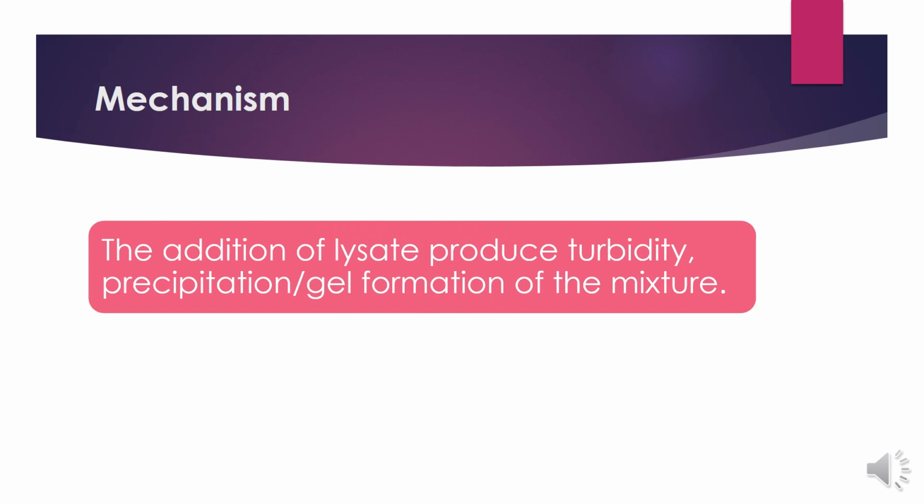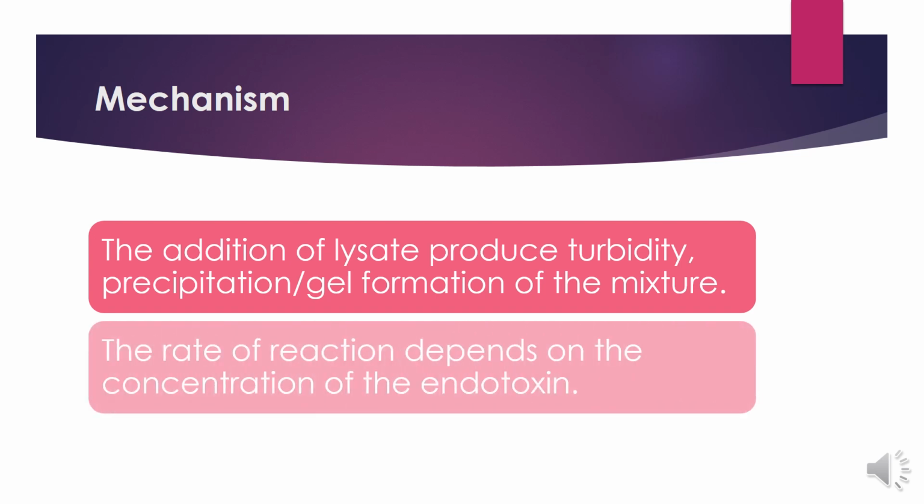So addition of the lysate will produce turbidity, precipitation, or gel formation in the mixture if pyrogens are available. The rate of reaction depends upon the concentration of the endotoxins or pyrogen. It means that if the turbidity is more, or the precipitation or gel is more opaque, it shows the highest concentration of endotoxins. If the turbidity is less, or the gel produced has less opacity, it means the concentration of endotoxin or pyrogen is comparatively less in your sample.